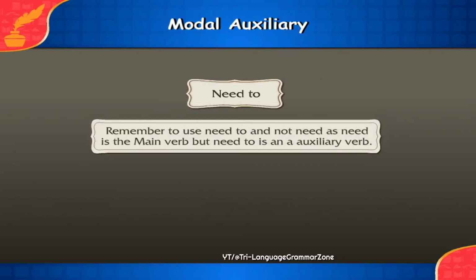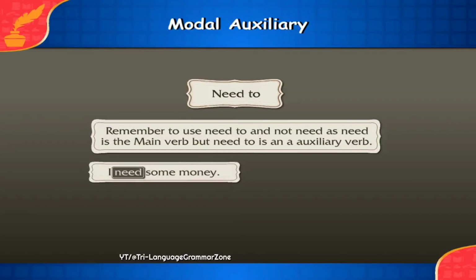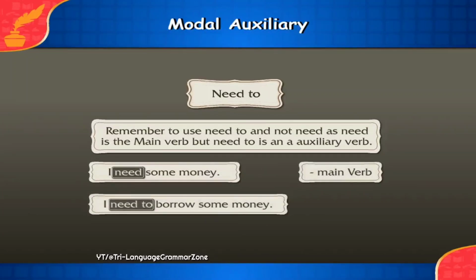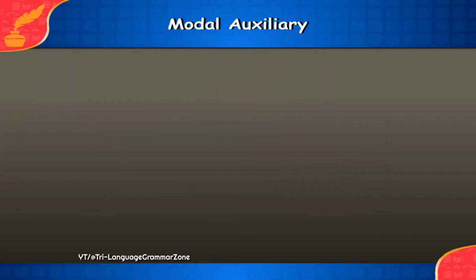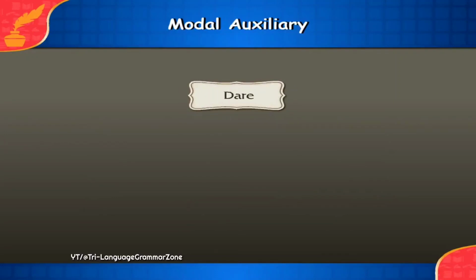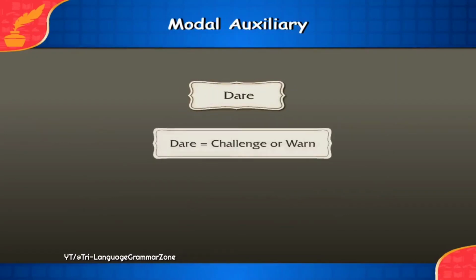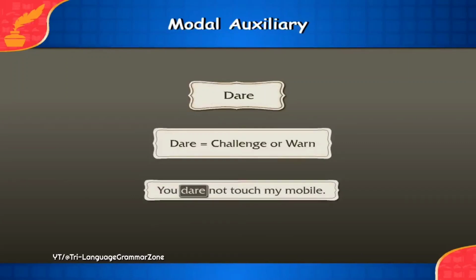Remember to use need to and not need, as need is the main verb, but need to is an auxiliary verb. For example, I need some money. Main verb. For example, I need to borrow some money. Helping verb. The last auxiliary is dare. Dare means to challenge or warn. For example, you dare not touch my mobile.